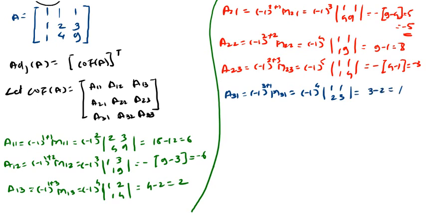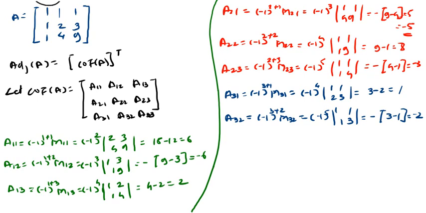Next, find out A32. A32 will be (-1)^(3+2) M32, which is (-1)^5 into determinant, and this determinant will be the minor of the element A32. So hide this row, this column. So what remains? 1 1 1 3. So this will be minus 3 minus 1, which is minus 2.